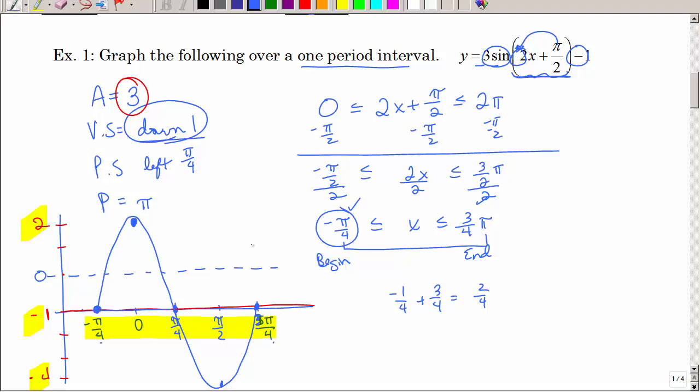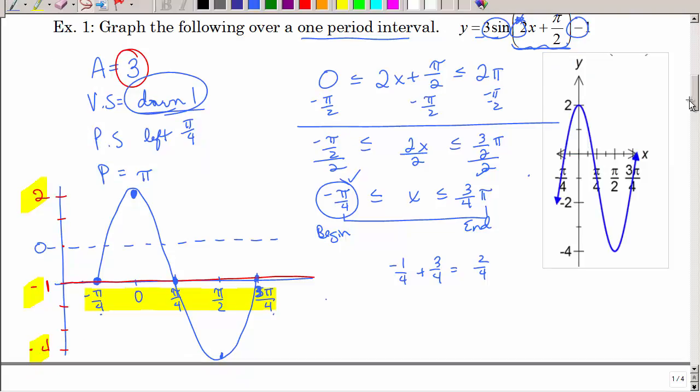If you wanted to see what it would look like computer generated using a computer program, this is what the graph would look like. So you can tell that it is a much shorter period than from 0 to 2 pi. We have a period of just pi, so it cuts it in half. And because of that, amplitude is 3, it's very tall.